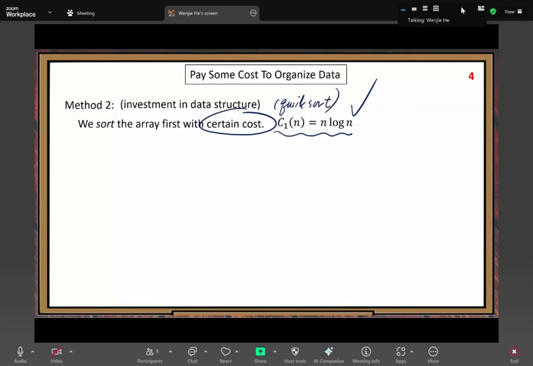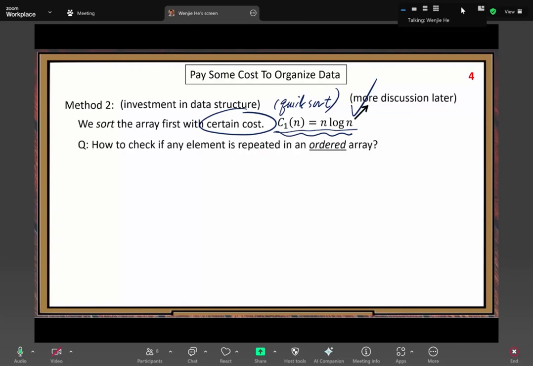Quick sort will give us this much estimated cost. All right. This is our preparation step. After that, now our data is organized in an ordered array. It's organized data. So when we work on organized data, we hope we can greatly improve the overall efficiency. That's the idea. The data is ordered.